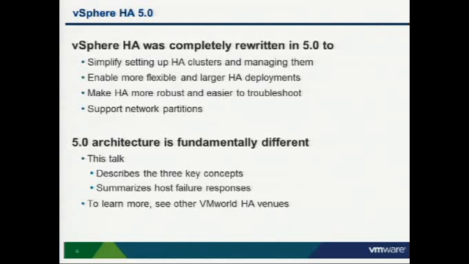So a network partition occurs when you have a group of hosts in your cluster that can communicate over the management network, another set that communicate over the management network, but both sets cannot communicate with each other. That type of failure is now fully supported in 5.0.